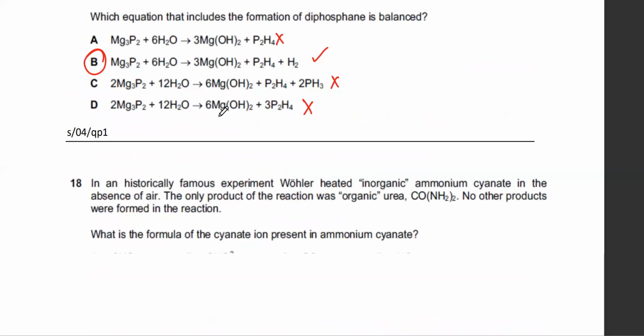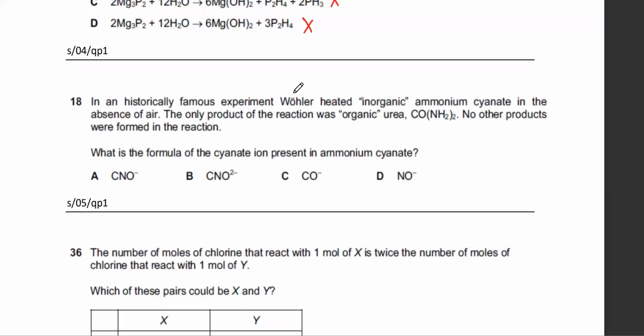Okay, the next one he says is a tricky question. In a historically famous experiment, Wöhler heated inorganic ammonium cyanate. So he's heating ammonium cyanate, so ammonium and cyanate. And he's saying that when he heated it in the absence of air, the only product of the reaction was organic urea, and no other products were formed. So the only thing that you're getting is CON2H4, that is the only product formed. So what is the formula of this cyanate, and how do you figure this out? He said that when this was heated, only this was formed. So what is the formula and the charge of cyanate? That is the only information provided.